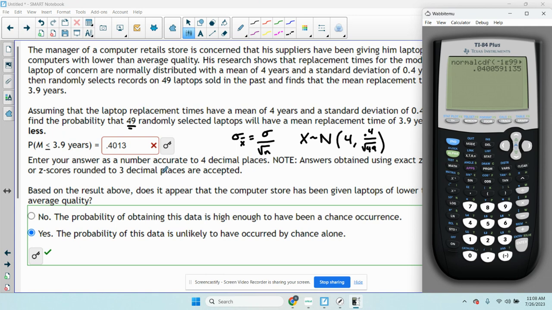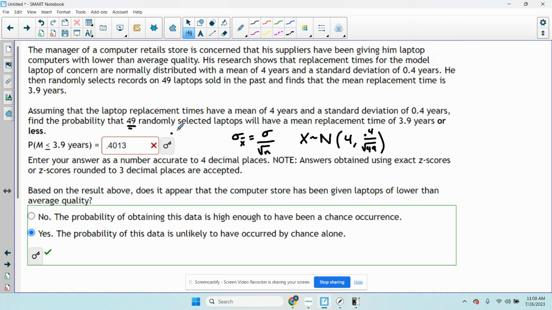So when we do that, we get 0.04005. To 4 decimal places, this is going to be 0.0401. It looks close to what you had. So maybe you did it correct. You just maybe messed up something small.